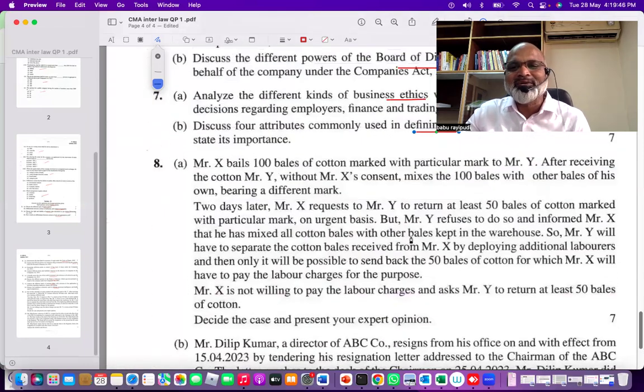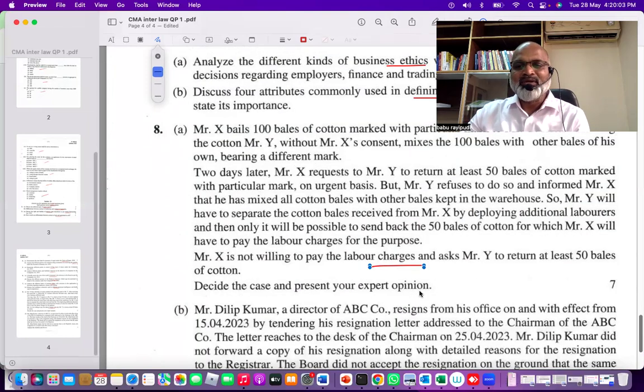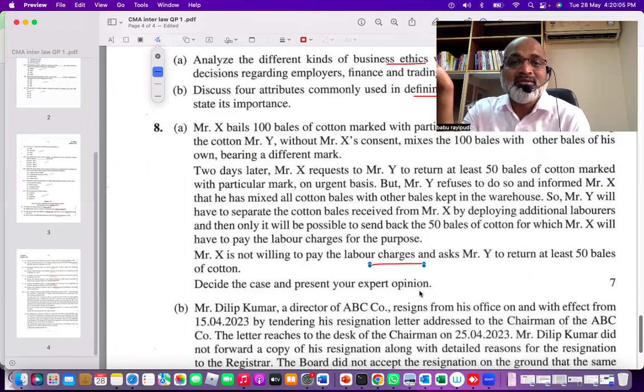In the practical scenario, if you look at this, this question could be mixed with cotton, deploying additional laborers, X is not willing to pay labor charges. So this is again Code on Wages, that is one thing, 7 marks. If in case a student is not very comfortable, I'm telling you, since there is a choice, there is every possibility.